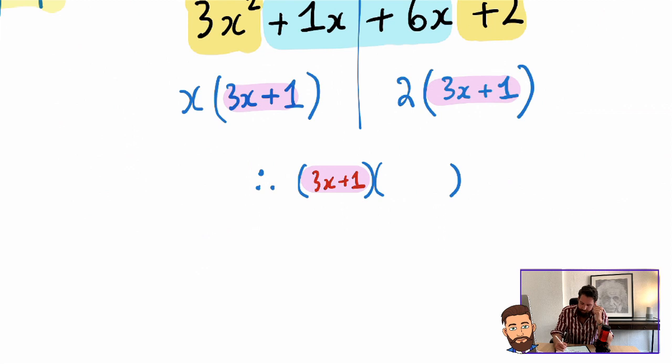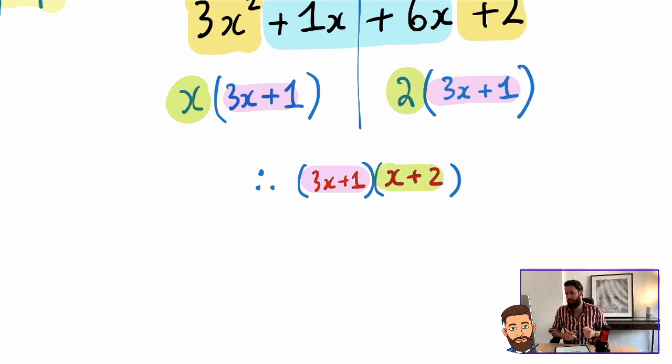We factored out, I'm running out of colours there. Let's get a different one. Maybe a pink. This X and this, well, that's a little bit close in the same colour. So what colour haven't we used? Green? No, we haven't used green. So X and 2. That goes in X plus 2.